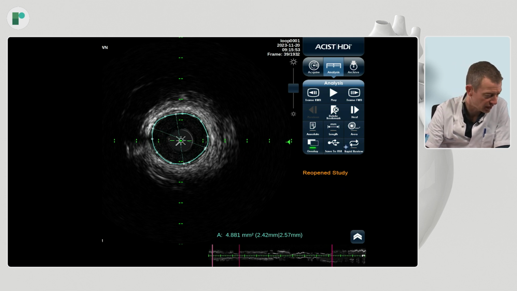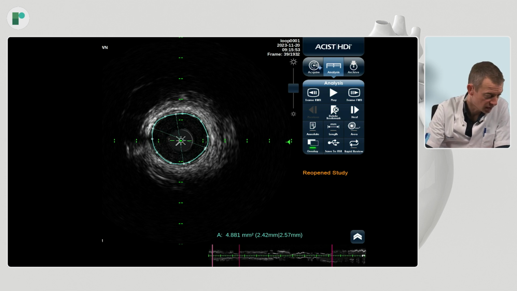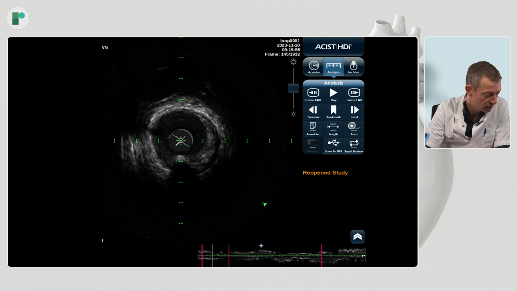So this is something that is relevant. If it's above 75, we know it's highly significant. 50% is borderline, which is exactly fitting with the FFR of 0.79 that we just found, and the negative RFR. So now we proceed more proximally.